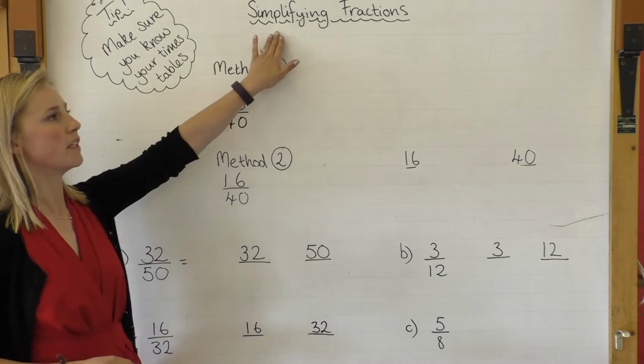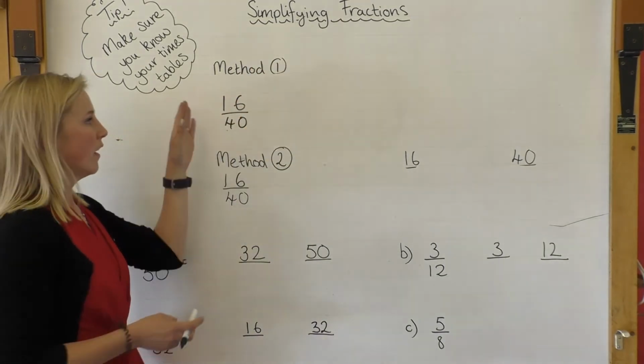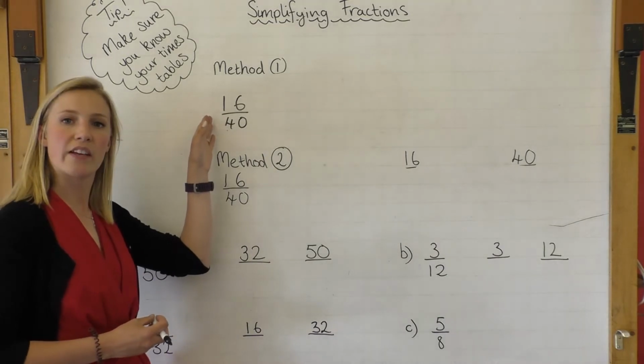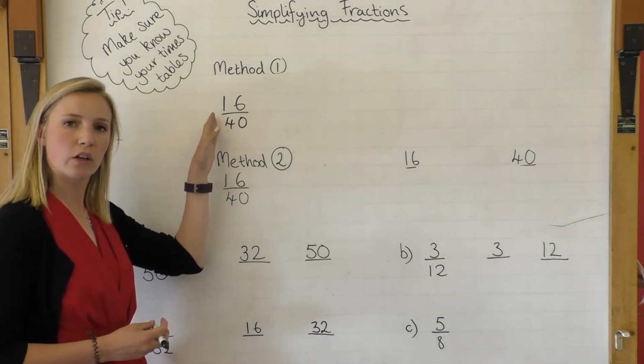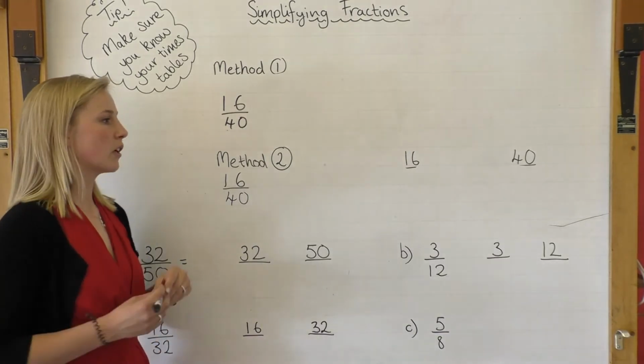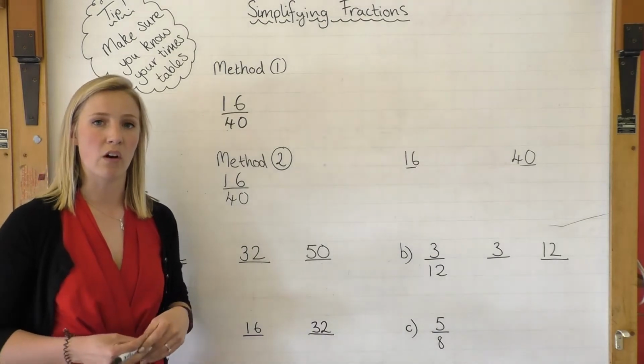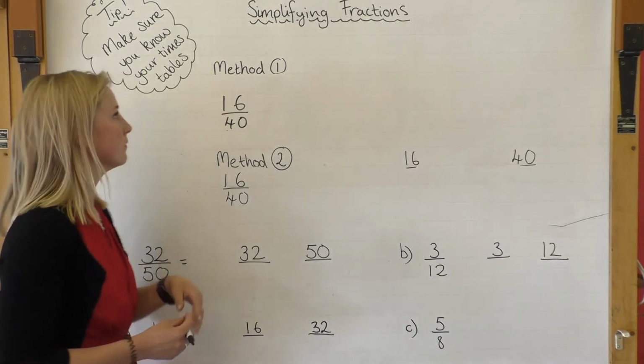Today we're going to talk about simplifying fractions, and I'm going to show you two methods. The first method is something that I think you will have seen in primary schools called halving, and the second method is my preferred method because it asks us to think about our times tables and pulls out what we call our highest common factor.